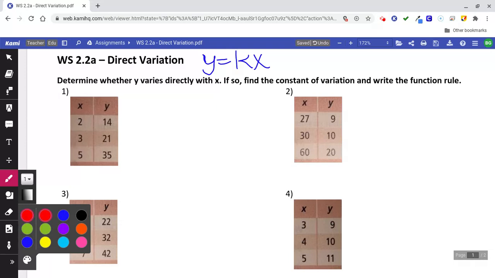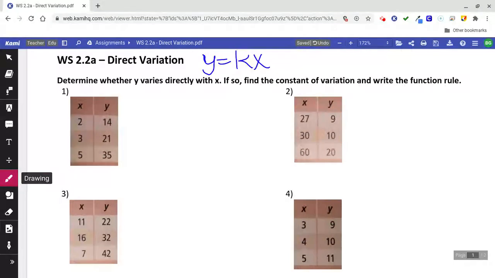Look at number 1. If you look at the numbers, you can think of it as 2 times 7 equals 14, 3 times 7 equals 21, and 5 times 7 equals 35. The relationship is the same. It's a direct relationship because it's times 7, times 7, times 7. So it's going to have that form, y equals kx, but specifically k is 7. That's the multiplier. So when it says find the constant of variation, that's k equals 7. That's your constant of variation.